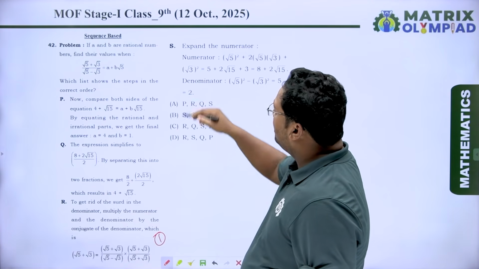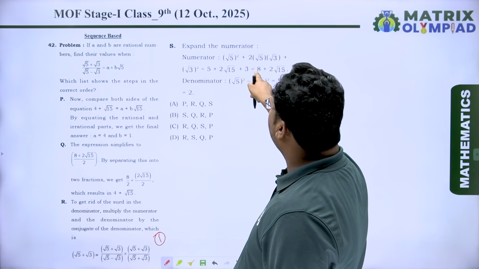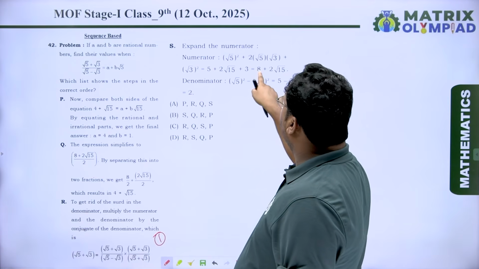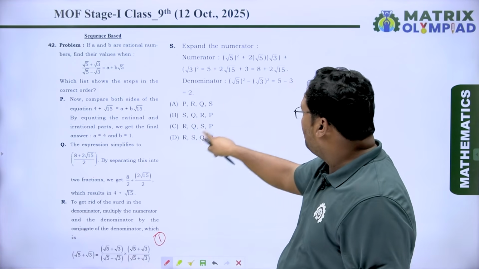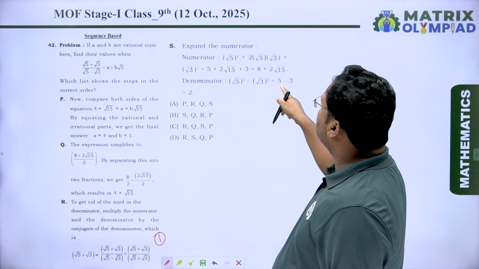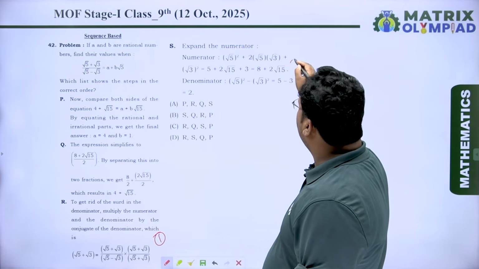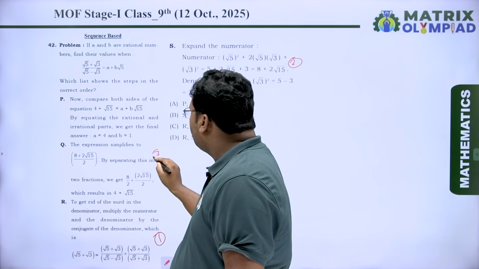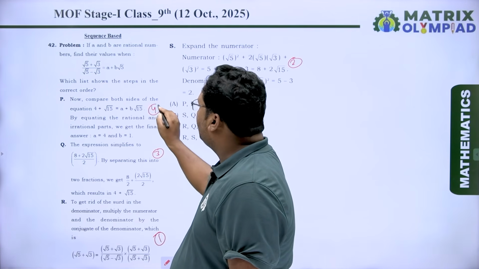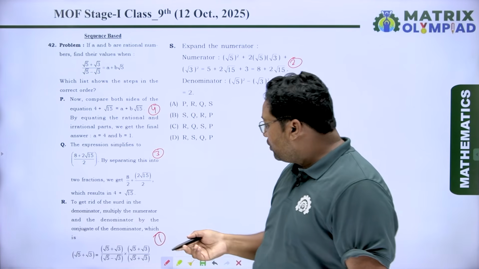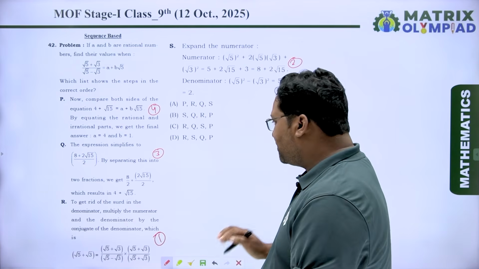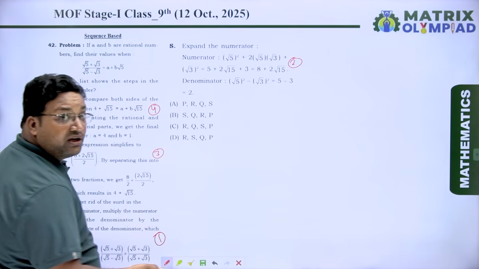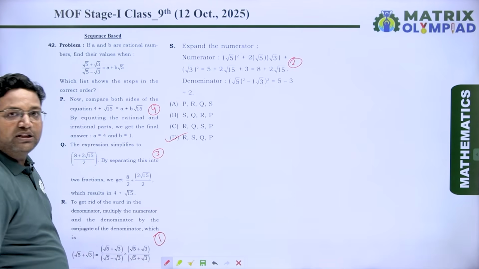Next, we have to solve this, expand the numerator. So it is root 5 square plus 2 under root 5 plus root 3 plus root 3 square. So we will get 8 plus 2 under root 5, and the denominator is root 5 square minus root 3 square, which is equal to 2. So this is our second step. Next, we have to simplify this part. So this is our third step, and finally we will get the value of A and B. So this is our fourth step. So our correct step order for this question is RSQP, which is in option D. So option D will be the right answer.